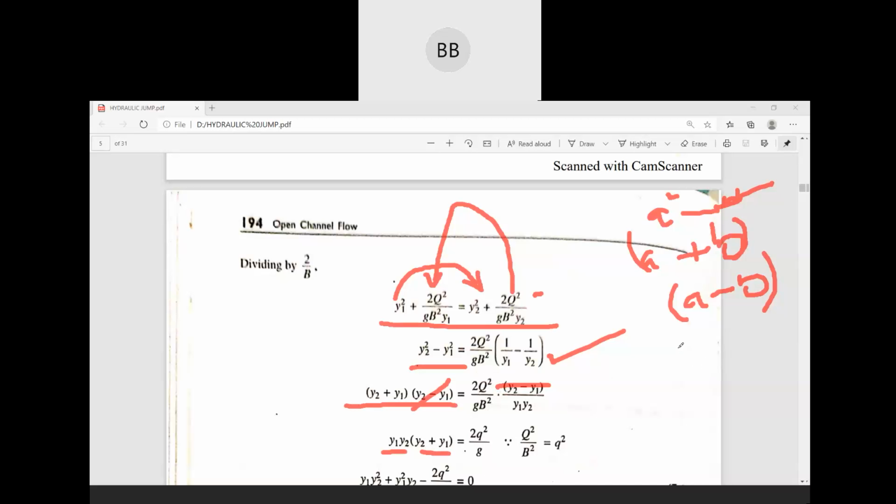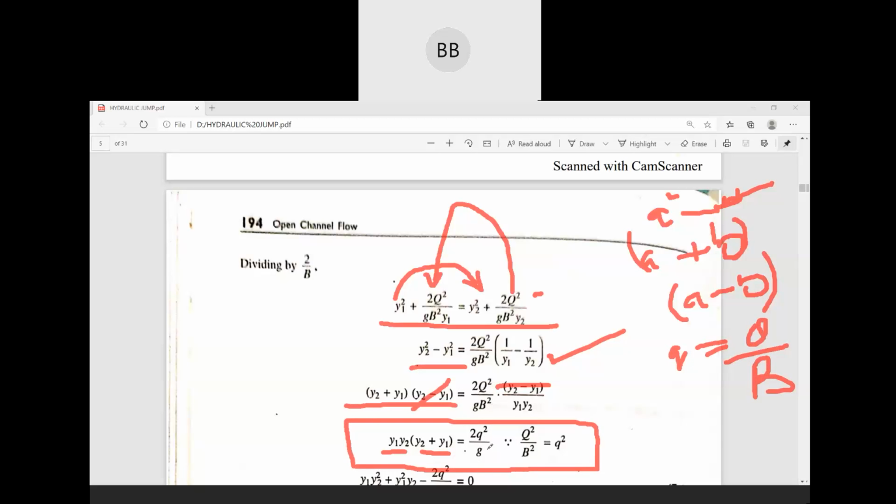But we know small q is nothing but q by b, distance per unit width. So q square by b square, we can write small q square. Small q square by g. 2 is already there and small g is also there.